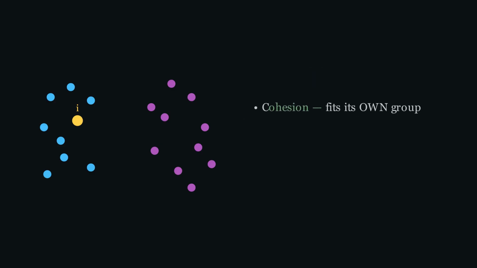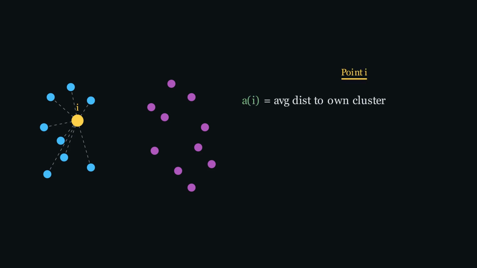The first idea is called cohesion, how tightly a point fits inside its own group. The second idea is called separation, how far a point sits from the next closest group. Let's measure how well point I fits inside its own cluster. We look at every other point in cluster A and measure the distance from point I to each one. The average of those distances is called a of I, and it tells us how close point I sits to its own neighbors.